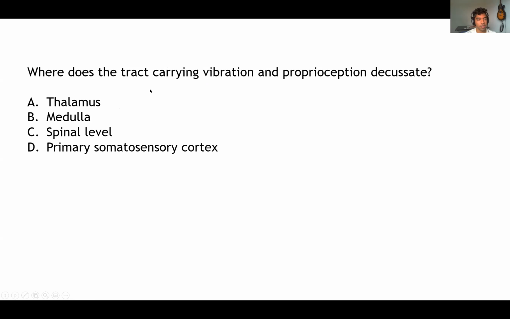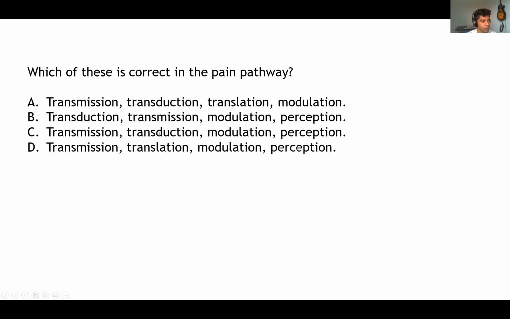Where does the tract carrying vibration and proprioception decussate? Good, it's the medulla. The spinothalamic tract is the only one we need to know about that decussates at the spinal level. Nothing decussates in the thalamus, and nothing decussates in the primary somatosensory cortex. What is the correct order of the pain pathway? Yep, so this one should be B.